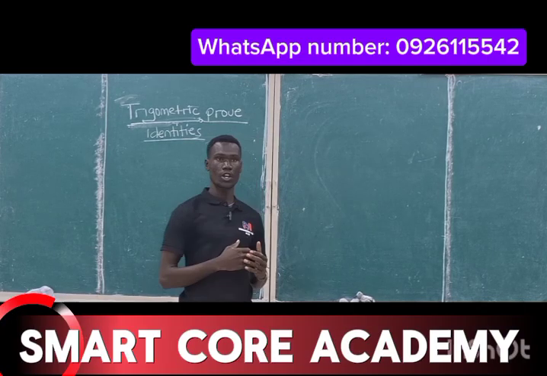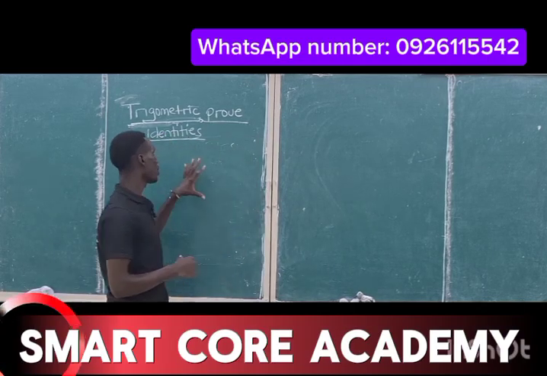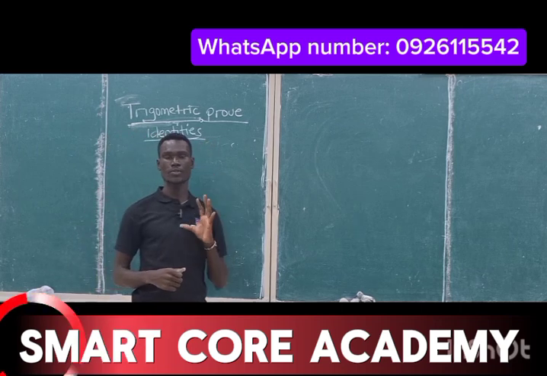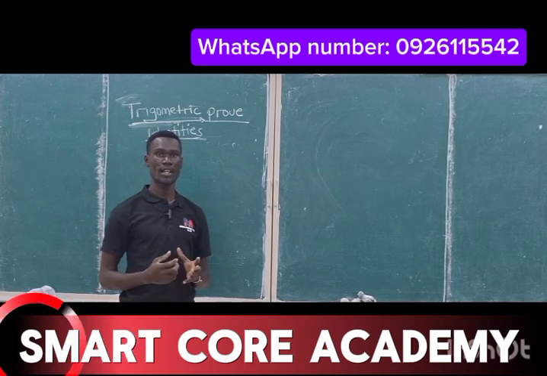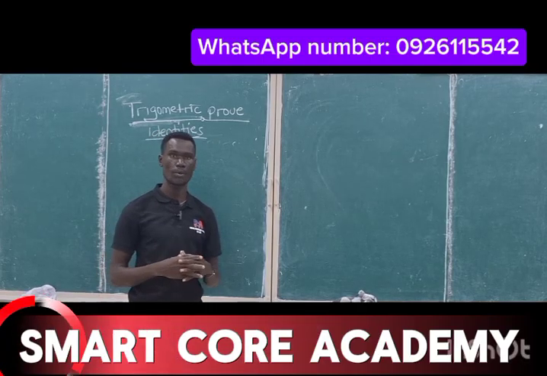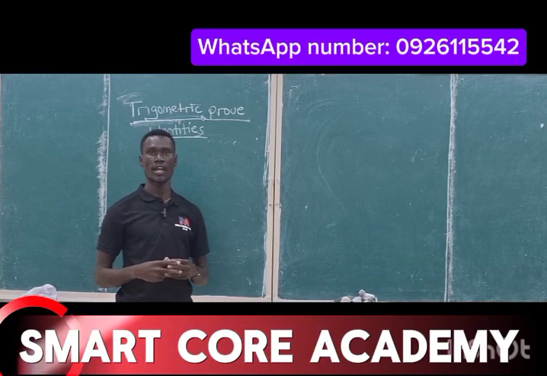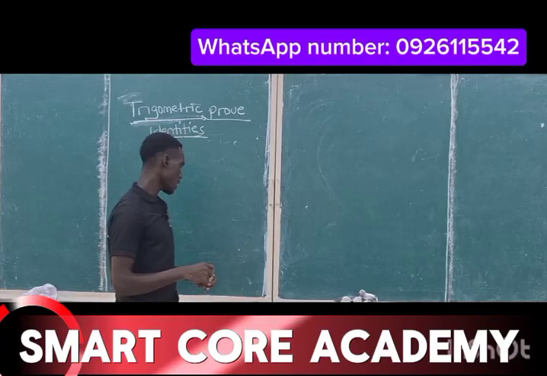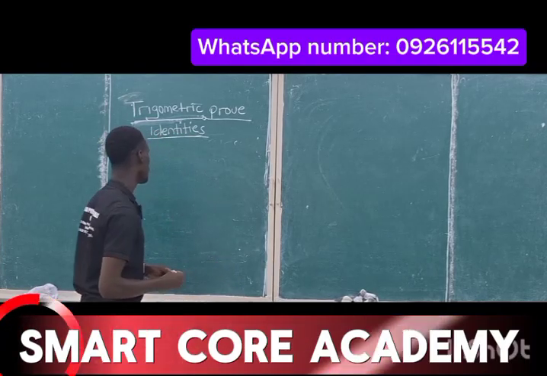So, trigonometric proof identities. When we're dealing with trigonometric proof identities, there are some guidelines that we are supposed to put first, so that we may be able to prove any kind of identity that is given. At first, let's list down the identity rules.